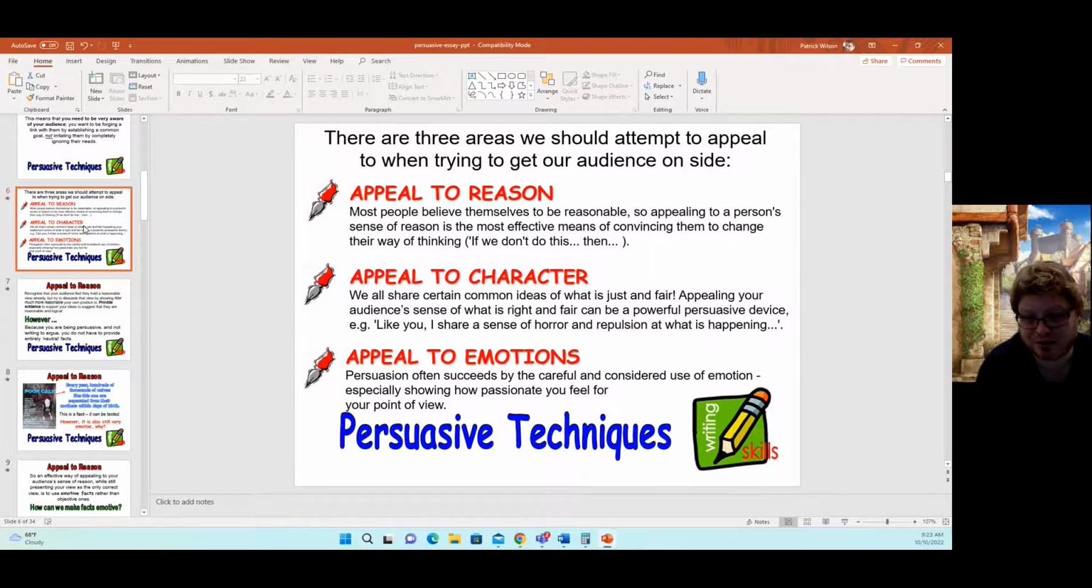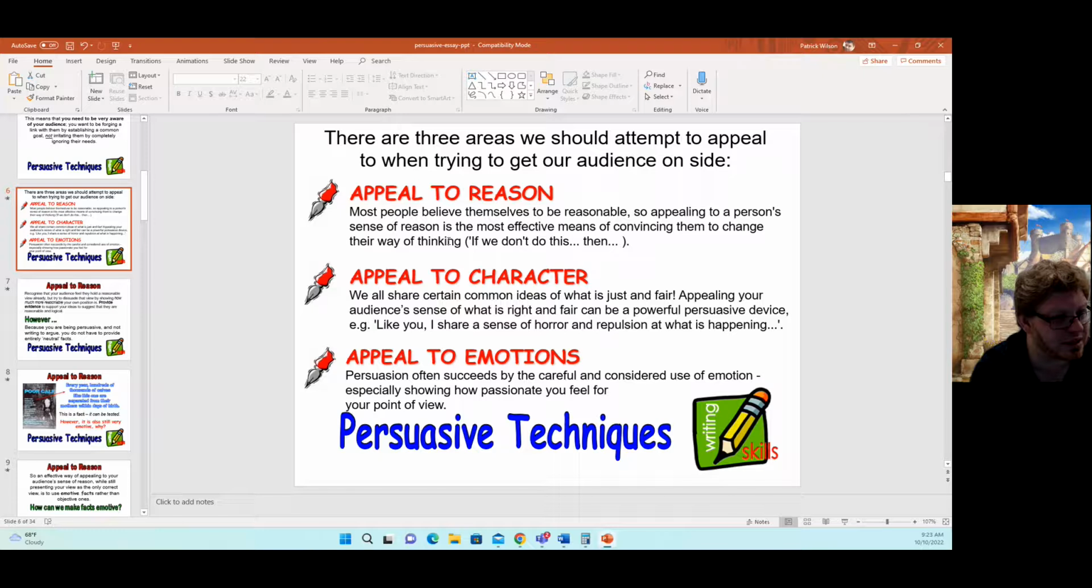Appeal to emotions. Persuasion often succeeds by careful and considered use of emotion, especially showing how passionate you feel for your point of view. So in a lot of ways, this is logos, this is ethos, this is pathos, going back to Aristotle days, right? This stuff has transcended through the Greeks. It's the 21st century now, and we're still talking about the rhetorical appeals. Why? Because they work.